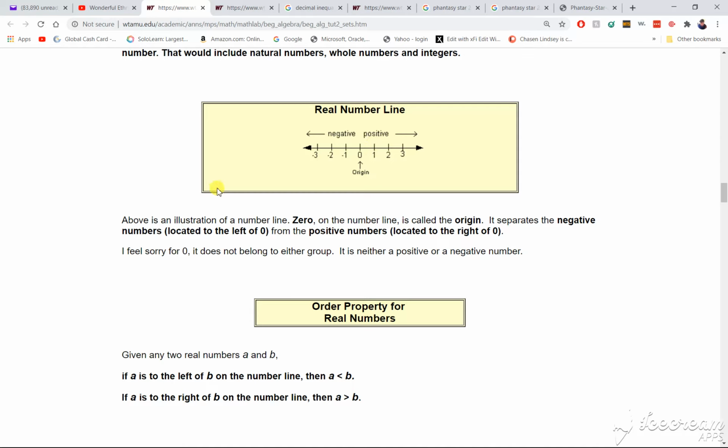Above is an illustration of a number line. 0 on the number line is called the origin. It separates the negative numbers located to the left of 0 from the positive numbers located to the right of 0.